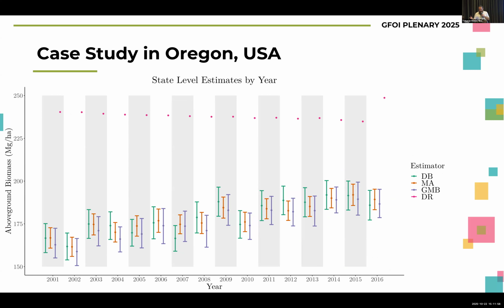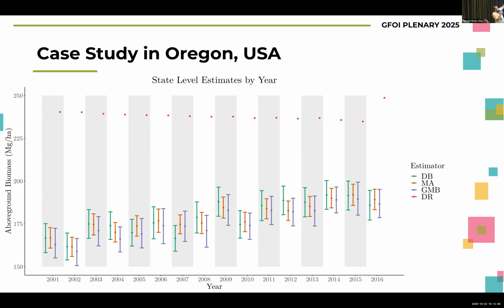All right, here's the figure I wanted to get to, to talk about how we compare them. We had data for 2001 all the way to 2016, so we're making an estimate of aboveground biomass density for each of these years. In 2001, the green dot here is my design-based estimate, with a 95% confidence interval. The orange dot is the model-assisted estimator, the GREG estimator I showed, with its own 95% confidence interval. The GMB, the geostatistical model, gives us an estimate and a confidence interval too. And this pink dot way up here is the direct estimator.